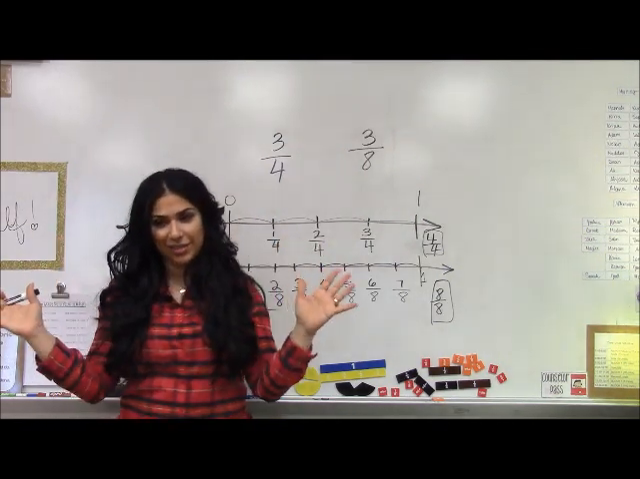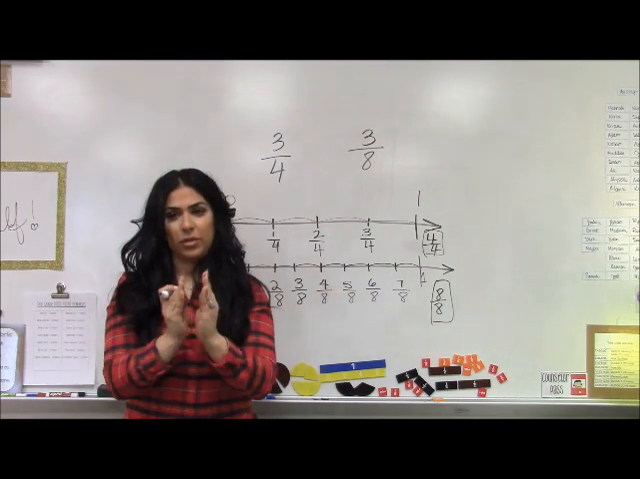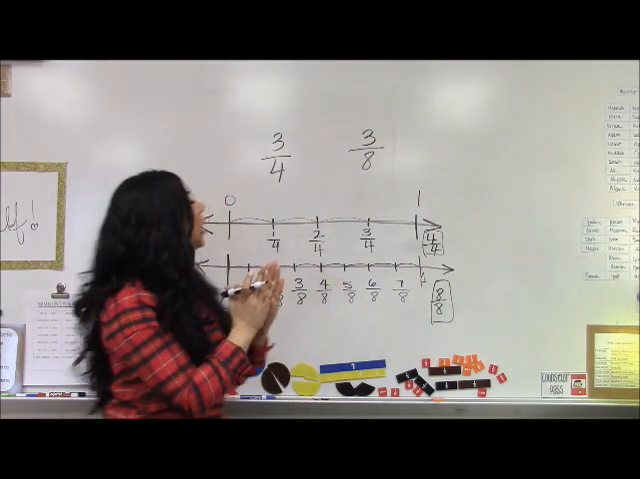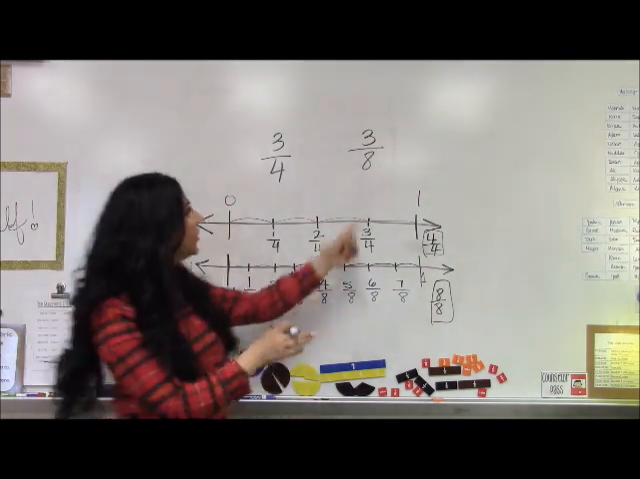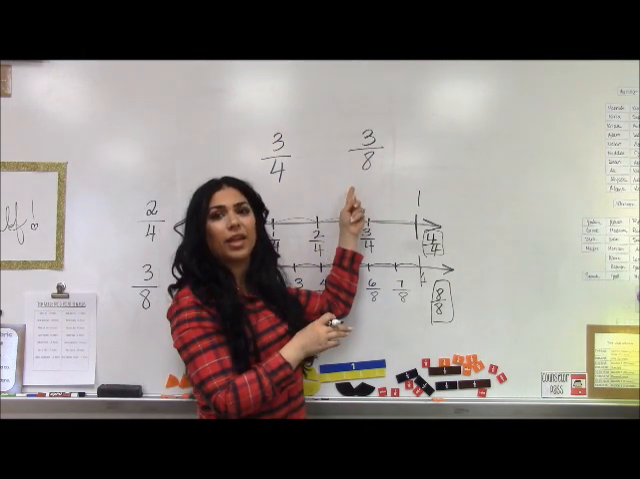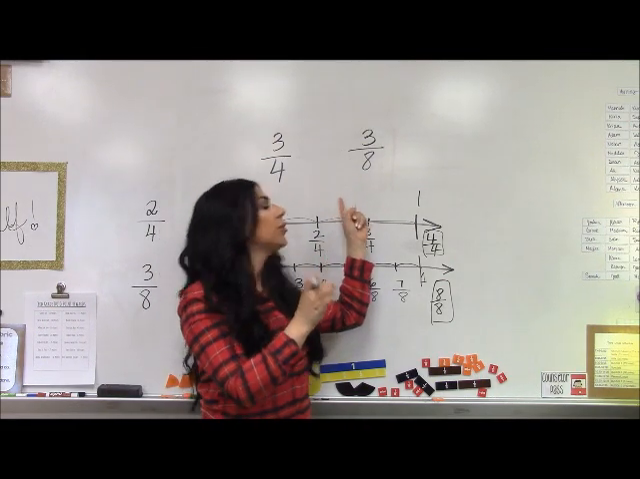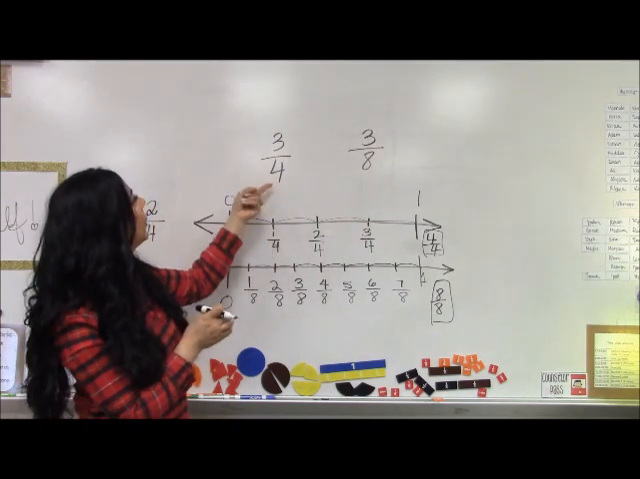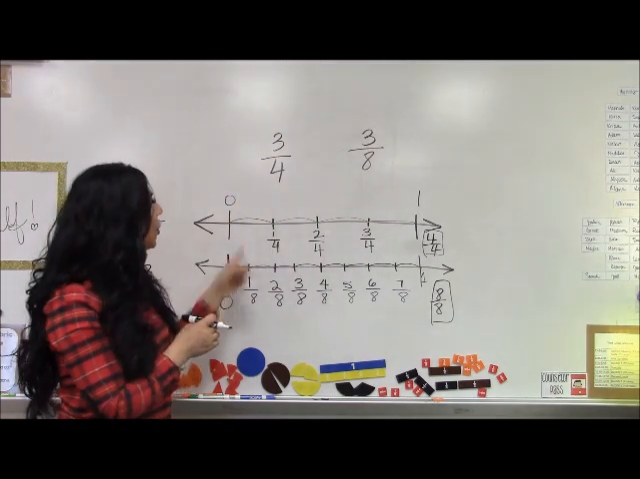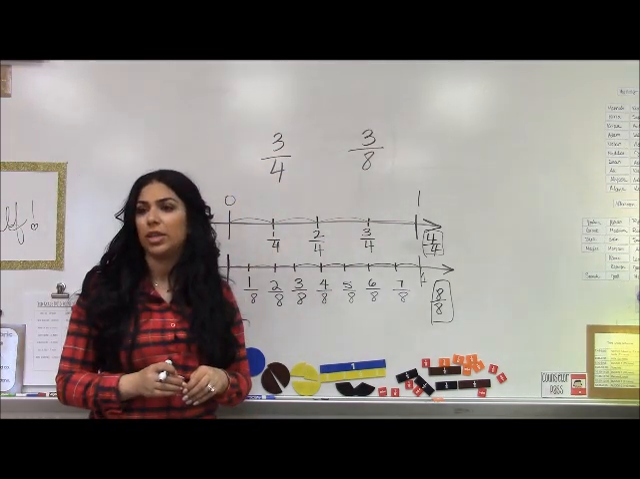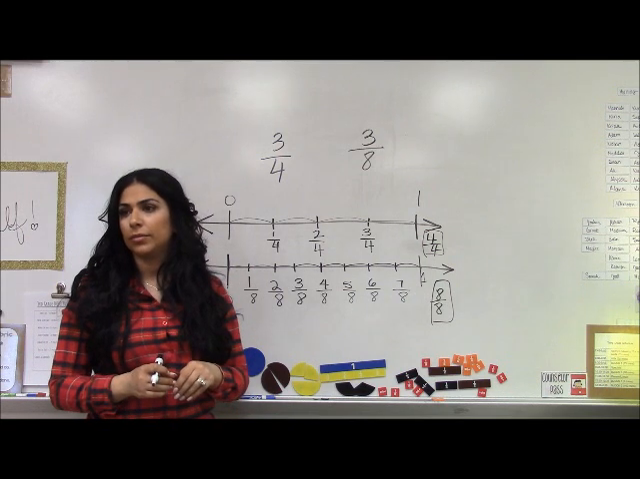Aaliyah? The bigger the denominator, the smaller the piece. So I already know that these pieces must be smaller. So if I get 3 pieces that were broken into 8s, it's probably way smaller than if they were broken into 4s. So what symbol should I put there to compare these fractions?